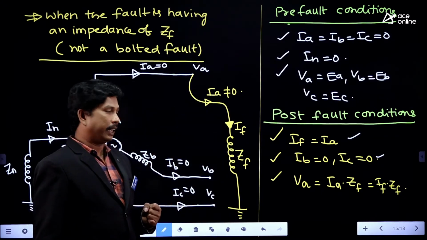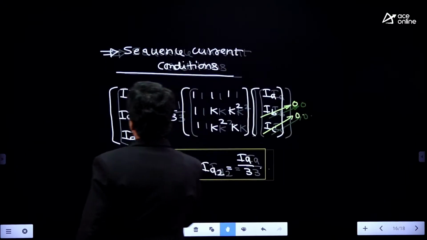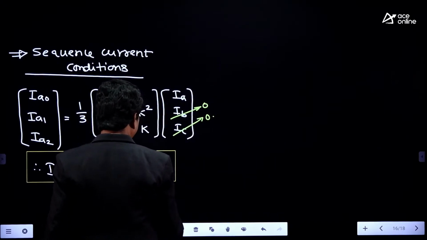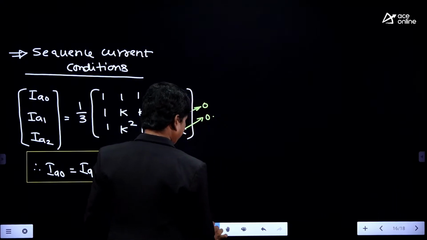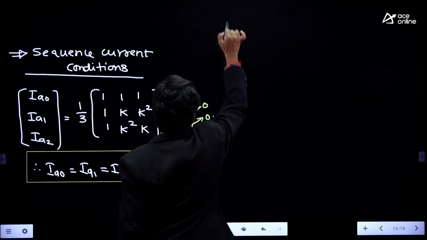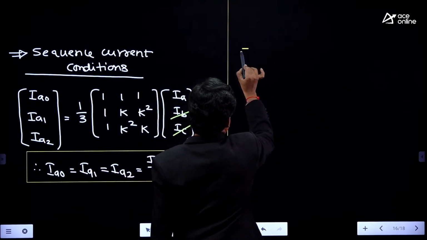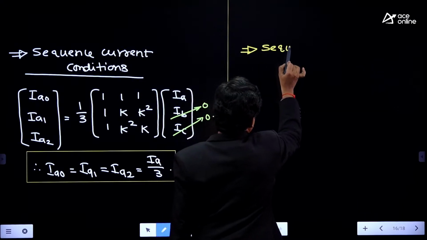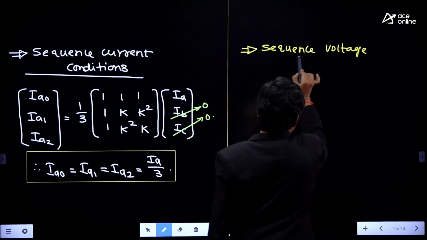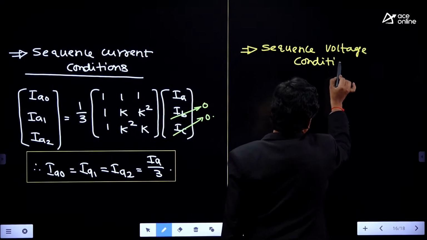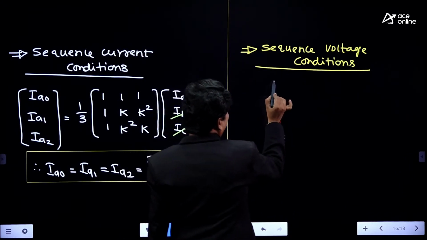But if you see the voltage conditions, students, we can definitely find some difference, right? What are the sequence voltage conditions? The sequence voltage condition will be as follows. Please check here. What is that sequence voltage condition?